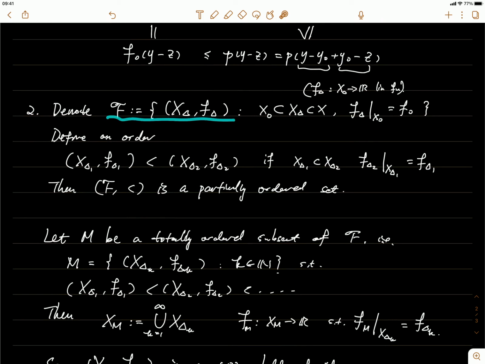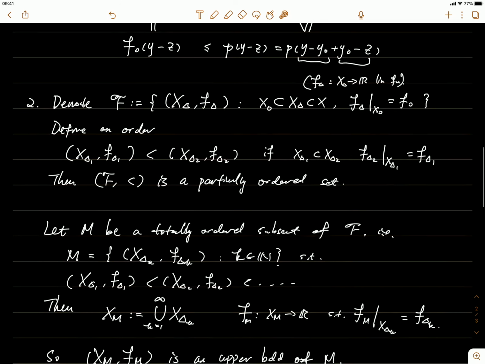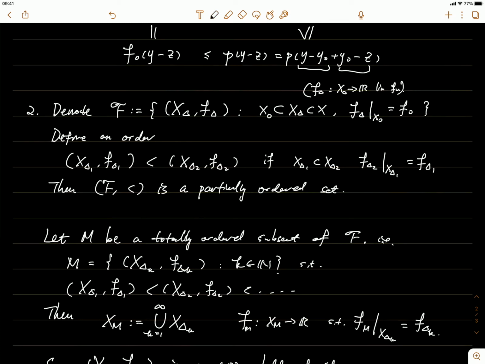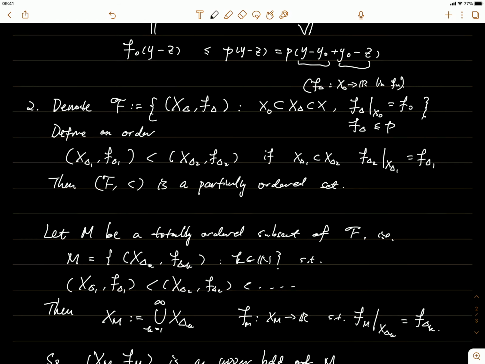Then this is a partially ordered set. Then we show that there is a maximum element of this partially ordered set, and we show that the maximum element is actually the original F, is the entire space X, and this corresponding F is the extension of the F to the whole space. Okay, sorry, I should say that this F delta is also bounded by P. Okay, so that's the whole space F.